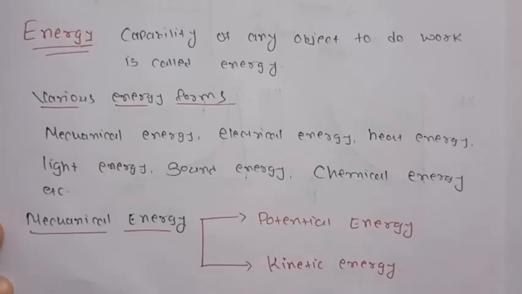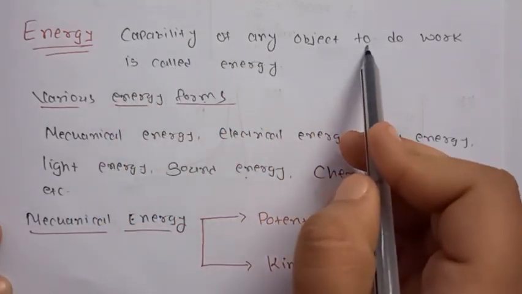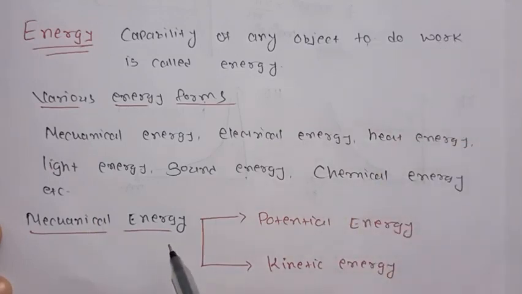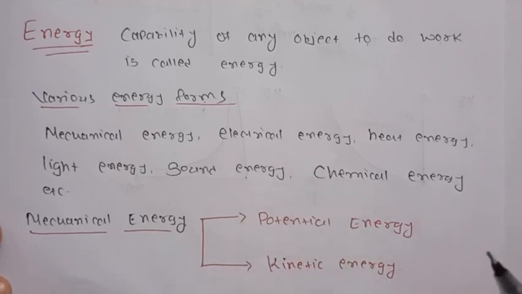Now let us move to the second part of the chapter, that is energy. What is energy? In general, energy is the capability of any object to do work. There are various forms of energy: mechanical energy, electrical energy, heat energy, light energy, sound energy, chemical energy, nuclear energy, etc. But as far as our chapter is concerned, we will mostly focus on the mechanical energy.